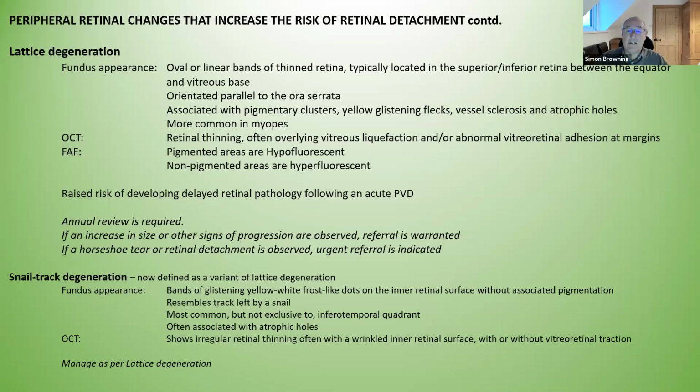And I throw in with lattice degeneration, snail track degeneration, because snail track is now recognised as a variant of lattice degeneration. It looks different because the reason it's called snail track, it looks as if a snail has crawled across the surface of the retina. If you look outside your back door of a morning and you see that sort of silvery snail track left across a paving, that's how it's on the retina. Often you'll see atrophic holes within there, and you'll remember we've said in the past atrophic holes are not a problem. So just manage that as you would lattice degeneration.